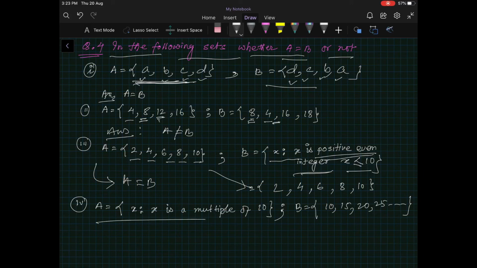Now here set A is X such that X is a multiple of 10. But in set B, 15 is not a multiple of 10, and 25 is not a multiple of 10. That's why in this case A is not equal to B. Hope you have understood this. Let's move on to the next question.